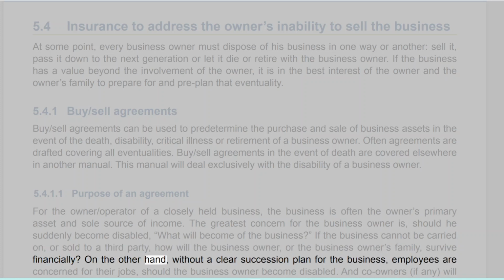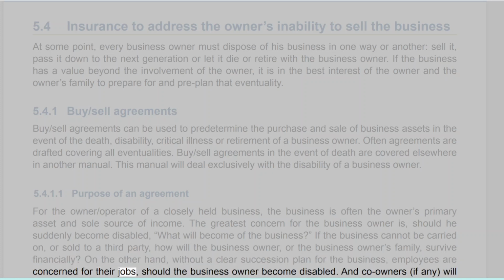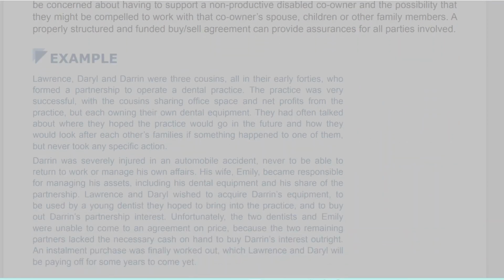On the other hand, without a clear succession plan for the business, employees are concerned for their jobs, should the business owner become disabled. And co-owners, if any, will be concerned about having to support a non-productive disabled co-owner, and the possibility that they might be compelled to work with that co-owner's spouse, children or other family members. A properly structured and funded buy-sell agreement can provide assurances for all parties involved.